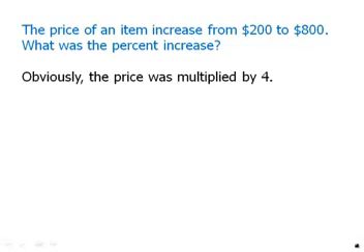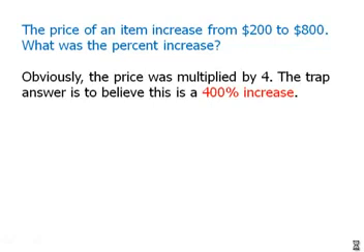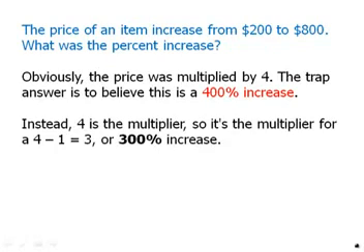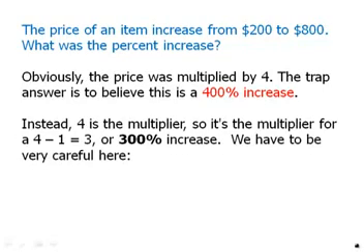So, obviously, the price was multiplied by 4. The trap answer is to believe that this is a 400% increase. That's a trap. Now, why is that a problem? 4 is the multiplier, so it's the multiplier for 4 minus 1, 3, or a 300% increase. Now, this is really subtle. We have to be careful here.